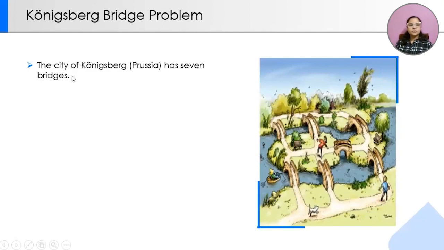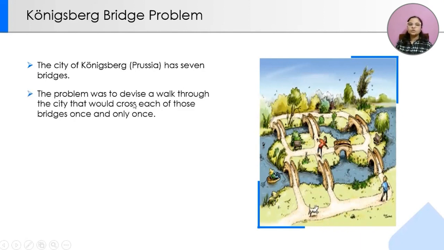So the Königsberg bridge problem says that the city of Königsberg, which was in Prussia, had 7 bridges. As you can see in the image, there are 7 bridges and surrounding the bridges, there are 4 land masses. One here, one in the middle, third here, and fourth at the other edge. So the problem was to devise a walk through the city that would cross each of those bridges once and only once.